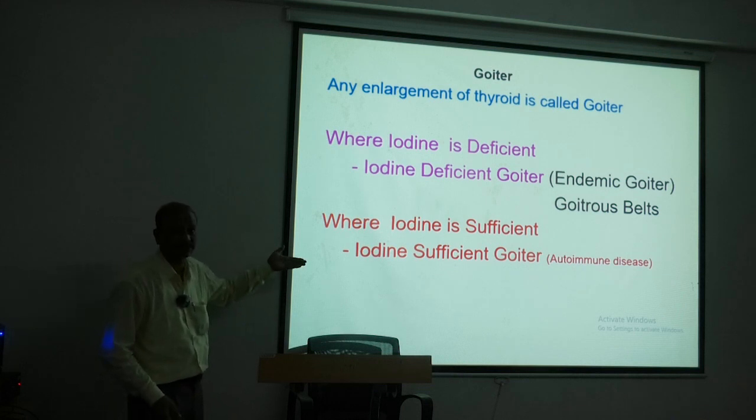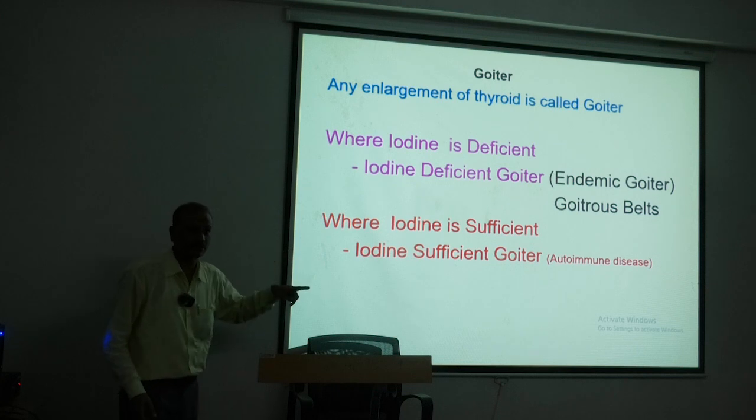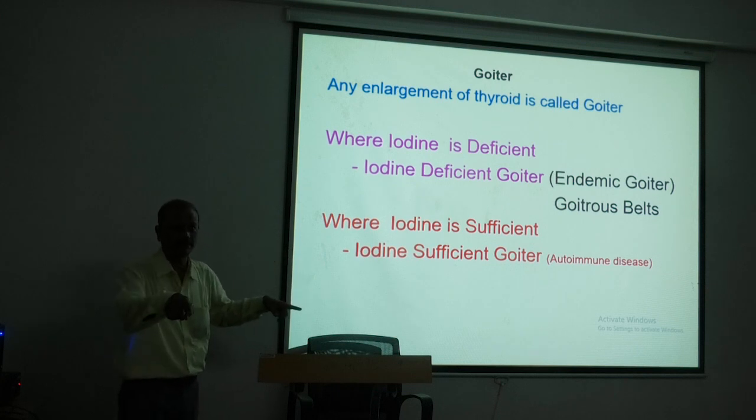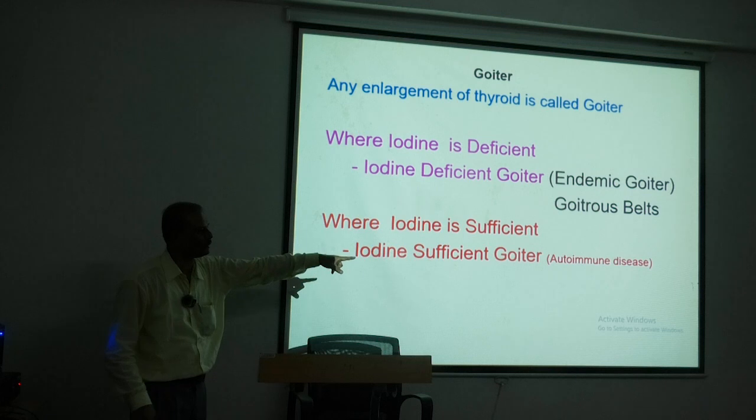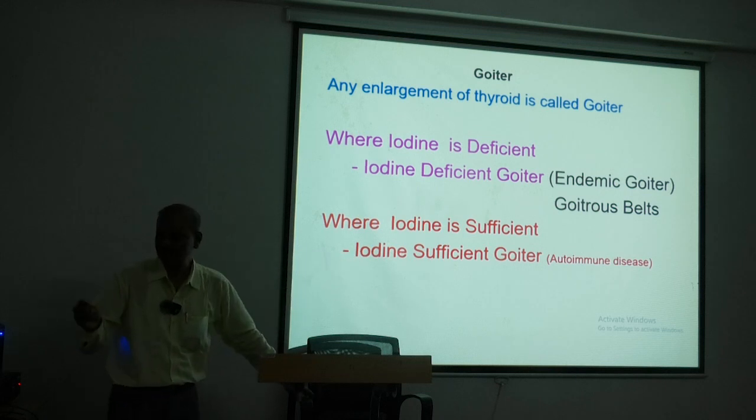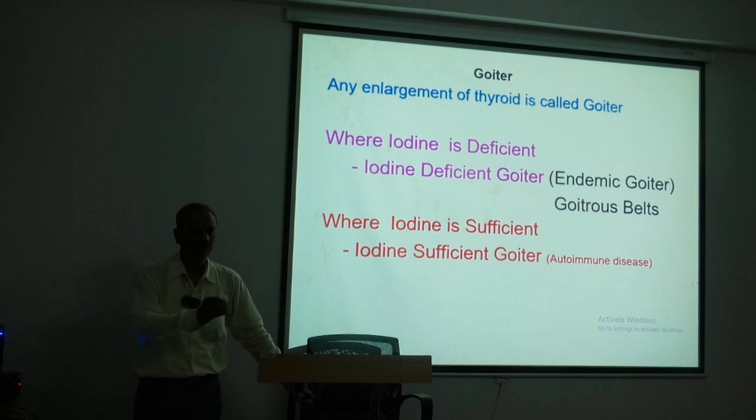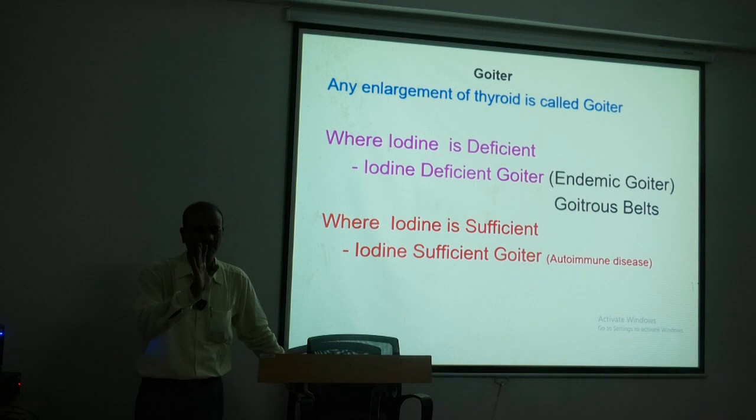And where iodine is sufficient, goiter also occurs here, and this goiter is autoimmune, because of autoimmune diseases. The goiter which you will see will virtually belong to the autoimmune variety, not the deficient variety. Okay, that you must remember.